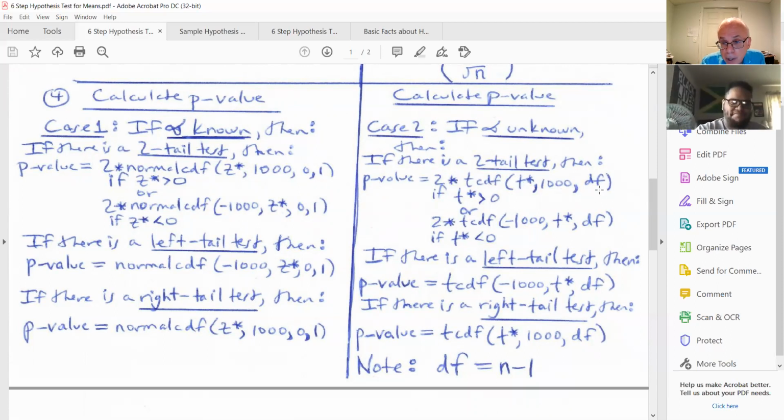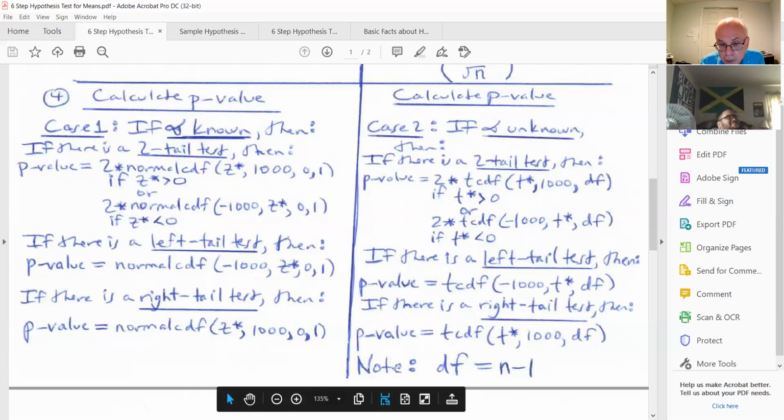Notice, however, that the third number that you put into your calculator is degrees of freedom. And what is degrees of freedom? Look at the bottom here, next to this note. It's n minus 1, the sample size minus 1. That is degrees of freedom. Again, if t star is negative, less than 0, then we do a left tail. It's 2 times the left tail, t-CDF negative 1,000, t star, degrees of freedom. Okay?